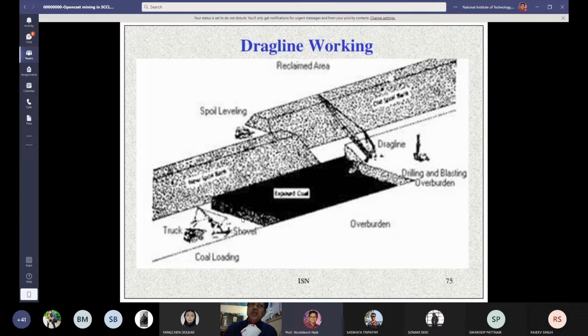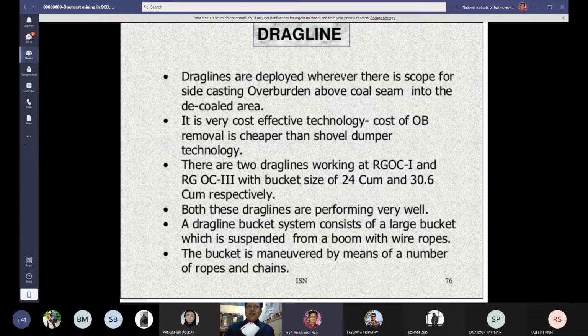So after taking this strip of coal, then you can come to this side. Next strip you are going to mine. So this is the sequence of mining carried out with the help of a dragline machine. So what is a dragline?